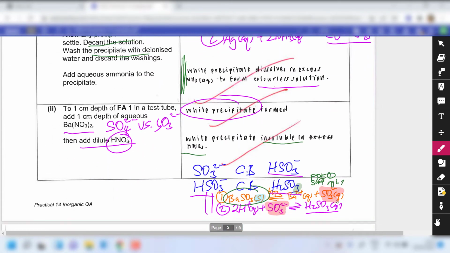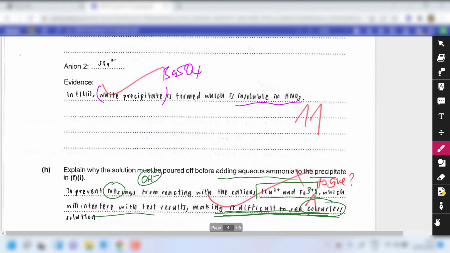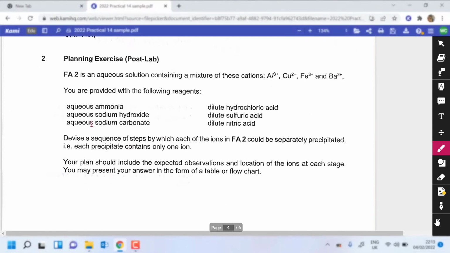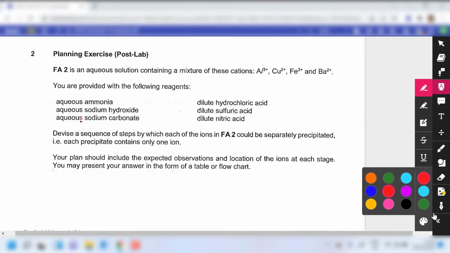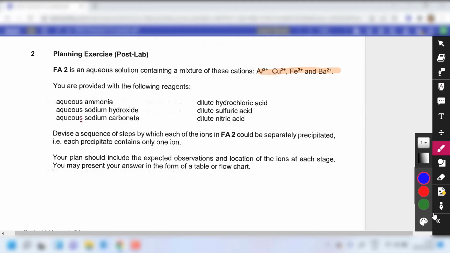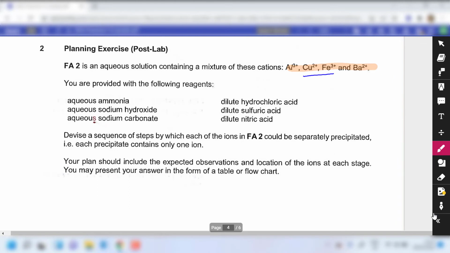Okay, so moving on, next we'll be discussing planning. And after planning, that will be the end of the review for this particular practical. For the planning, we are given 4 cations. So you were told that this particular mixture contains the 4 cations, Al3+, Cu2+, Fe3+, and Ba2+. And out of the 4 cations given to you, 2 of them are quite familiar to you because we have dealt with them in this particular practical, that is in question 1.